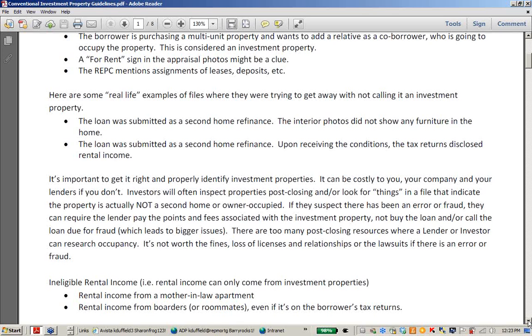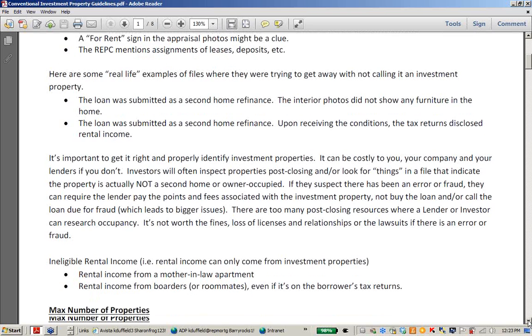I've been working with a broker who's actually going through an issue right now where they're having to address the fact that a property really was an investment property and they closed it as owner-occupied. And they sure are going through a lot of issues right now. It's just not worth it. All right, enough said there.